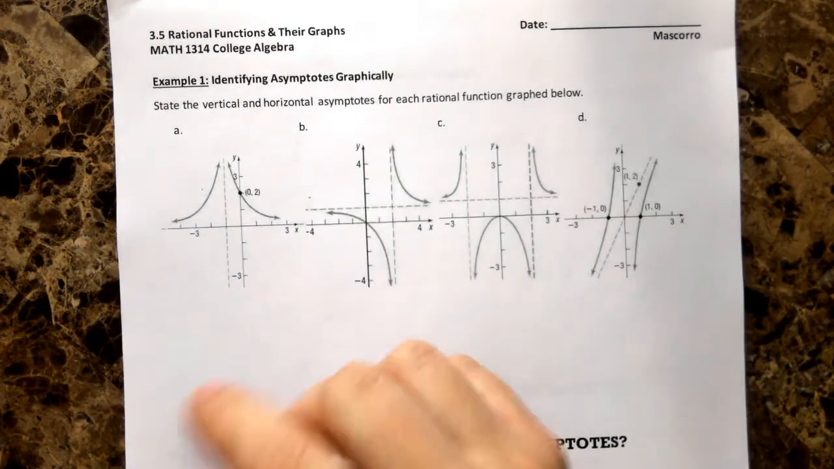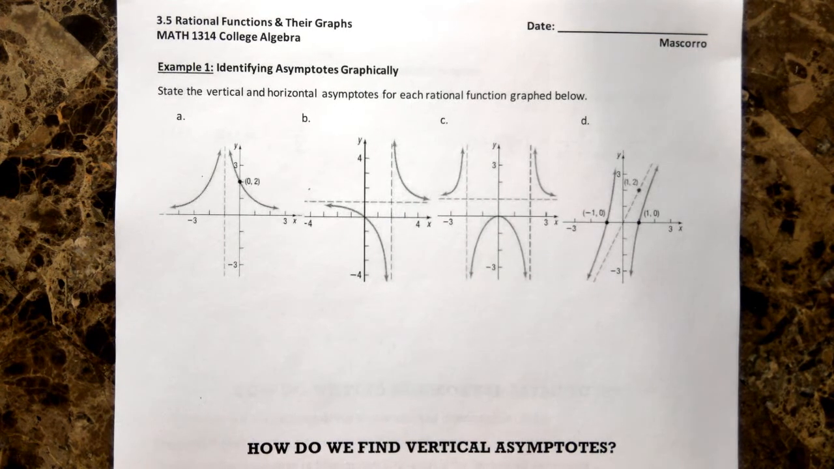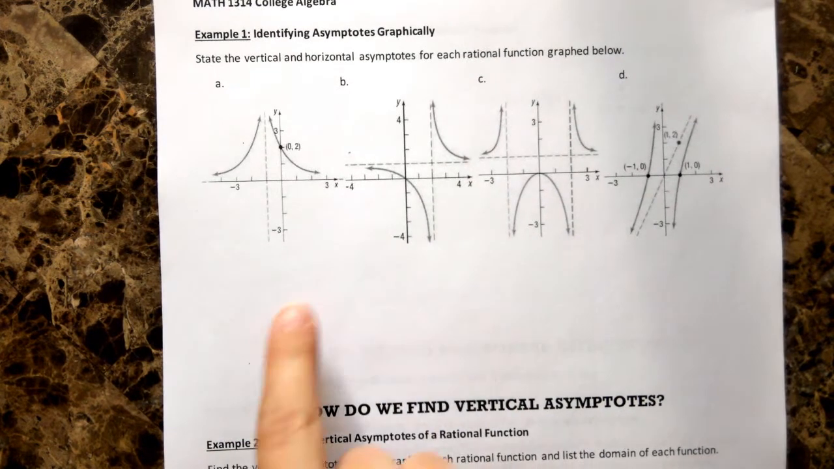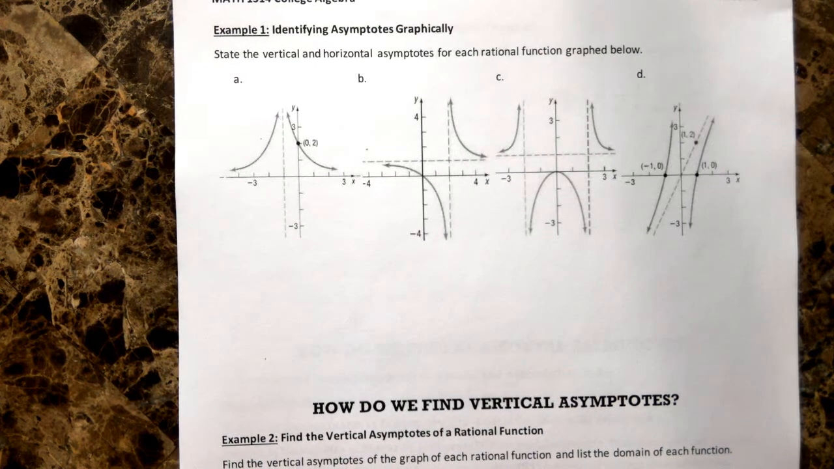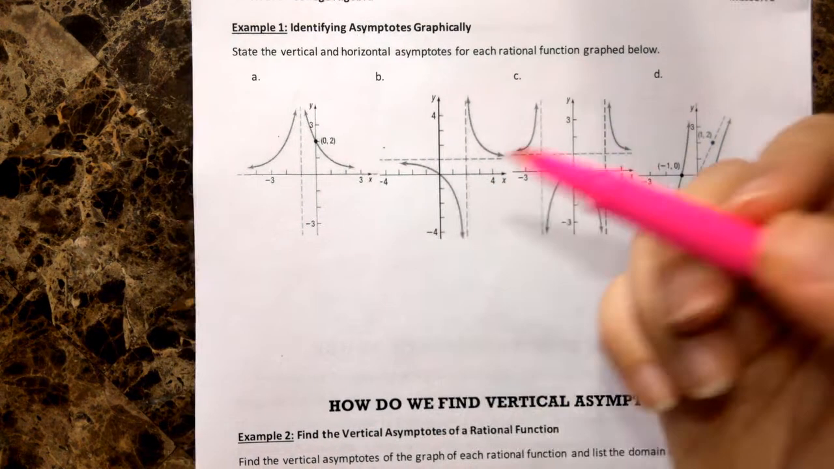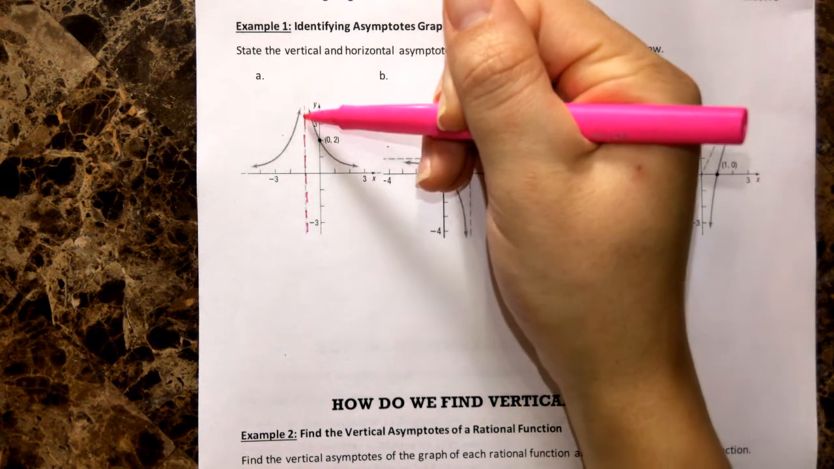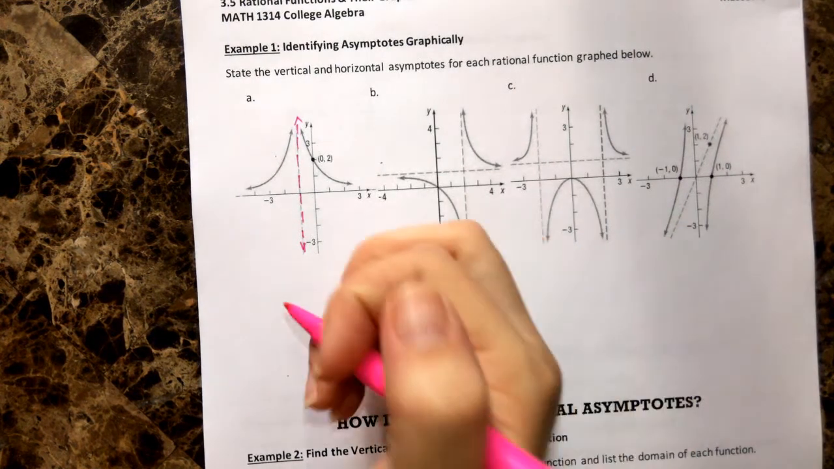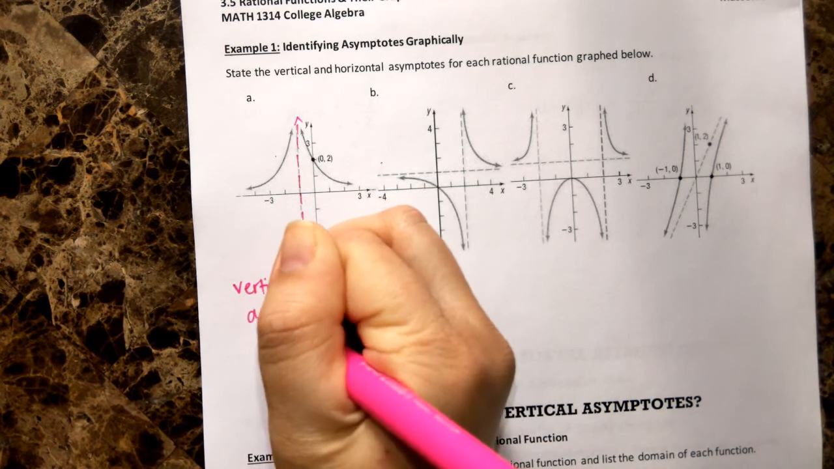Just to extend on that, for our first example, I've given us 4 graphs, and I want us to actually state what the vertical and horizontal asymptotes are for each one. Starting with graph A, I've already marked out the dashed vertical asymptote for you. Notice the graph has a break right here. This is called a vertical asymptote because it's up and down. So I'll go ahead and say it has a vertical asymptote.